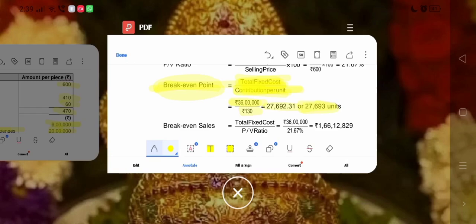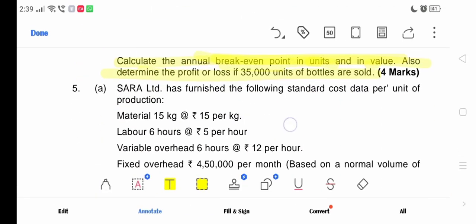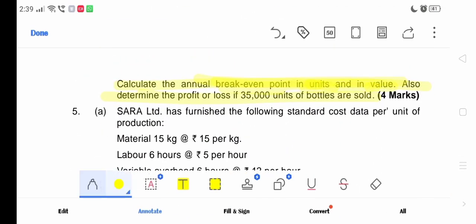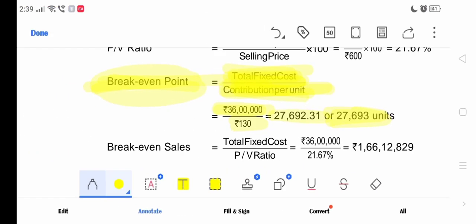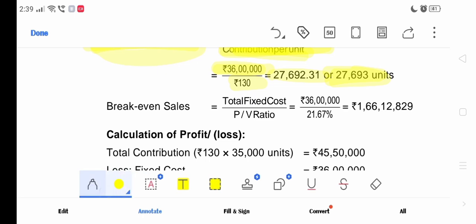So he has asked in units and also in value. Don't forget that, guys, because only half of the marks you get, okay? All you have to do is just one more step, otherwise you will get half of the marks only, because he asked in units and in value also. So in value, how do you do it? So break even sales, what's the formula for in units? In units there is a different formula, in value there is a different formula, but there is not much difference there, just the denominator changes. So the same formula for break even sales in value also, but the denominator changes.